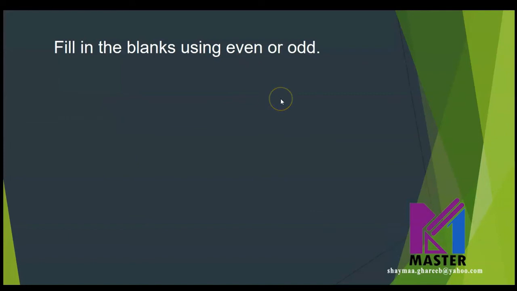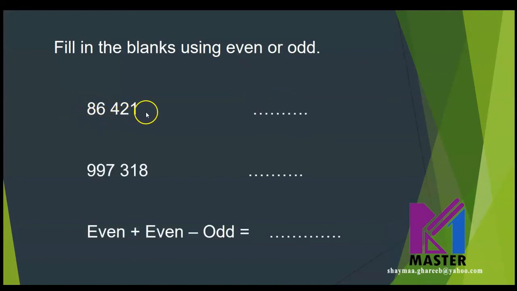And now with our questions time. Are you ready? Fill in the blanks using even or odd. Here, this number, look at the last digit, the digit in the units, it is 1, which means this is an odd number. This number, it has 8 at the units place, which means even number. So even plus even minus odd, we said substitute to know. Even 2 plus 2, 4 minus 1, 3. So the answer will be odd. 3 is odd number. Okay? Let's see next question.